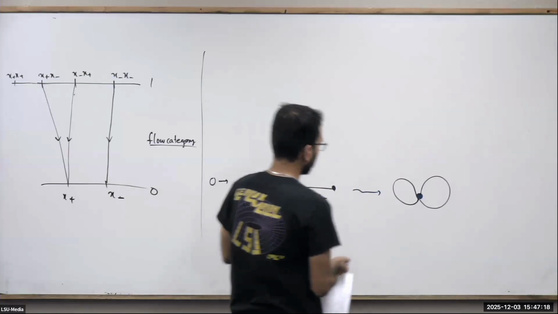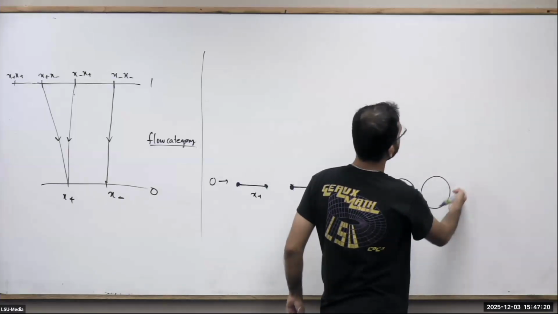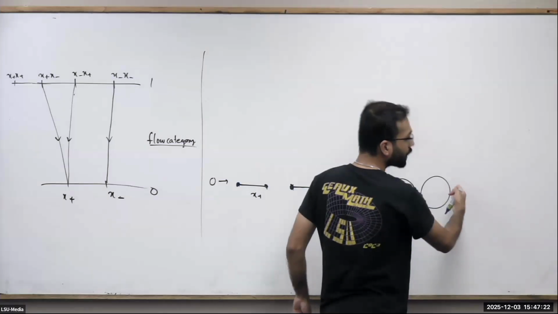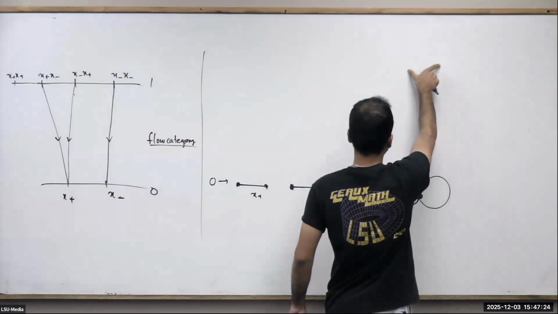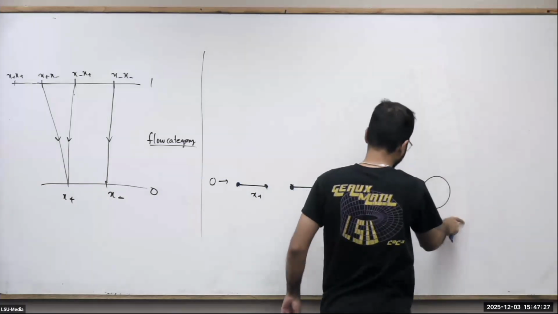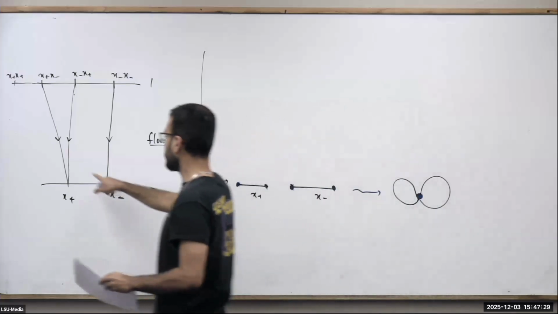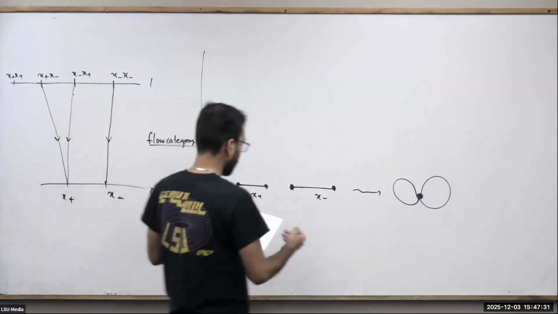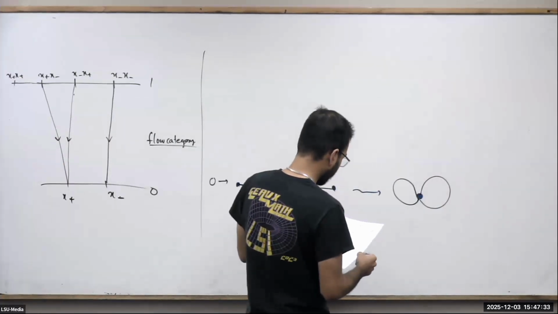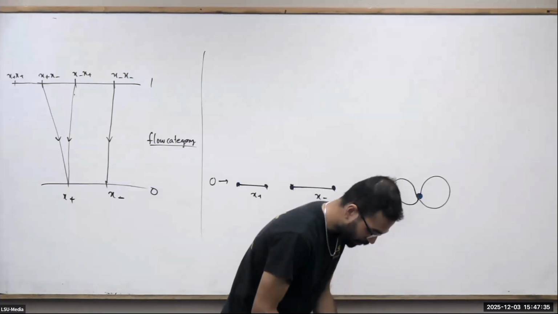So this is your one-dimensional cell complex, or what do you call it, one skeleton. Now, what about this 2-dimensional cell complex? It tells you it has to be attached to here, right? And the attaching maps will be dictated by these flows. So let me show you.